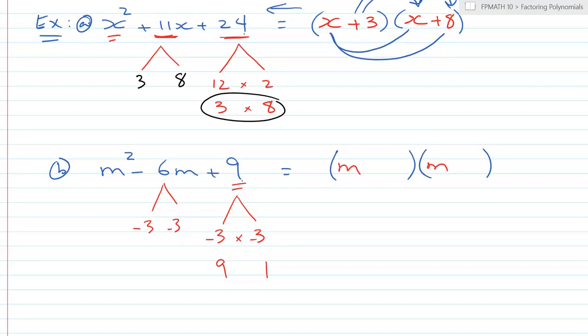So in this case you will have m minus 3, m minus 3, and in this case you actually have a perfect square trinomial. And the way you write it, because they're the same, m minus 3 is showing up twice, you can write it in a compact form as m minus 3 to the power of 2.